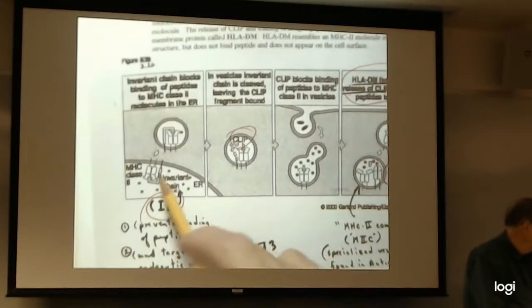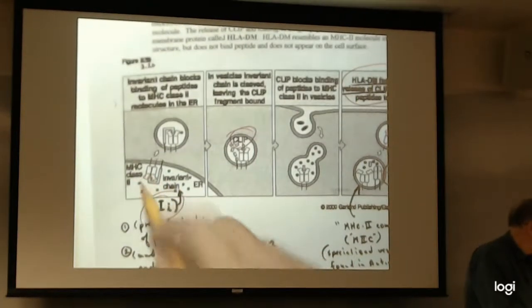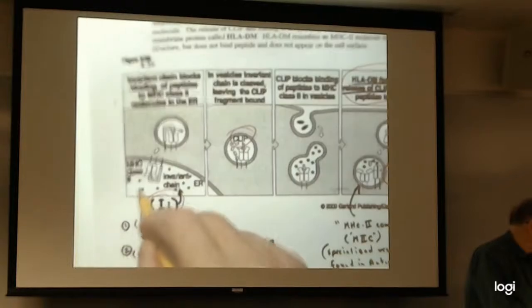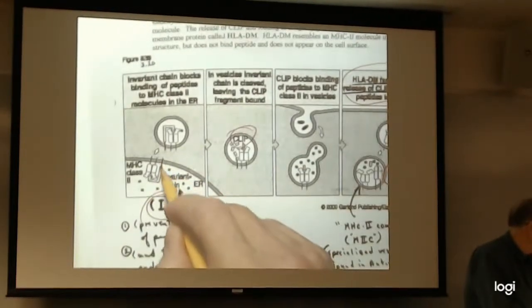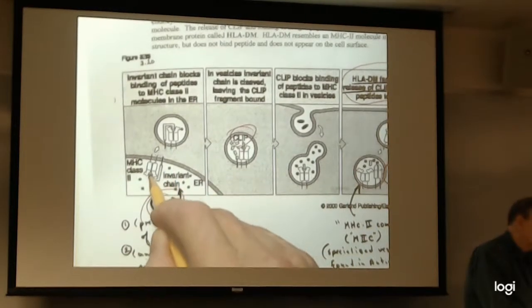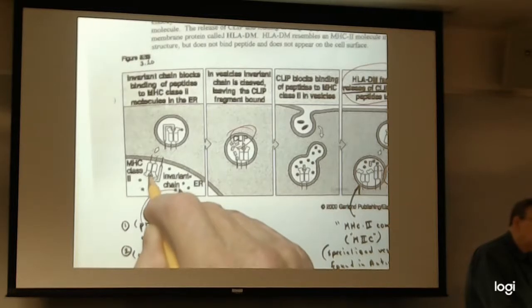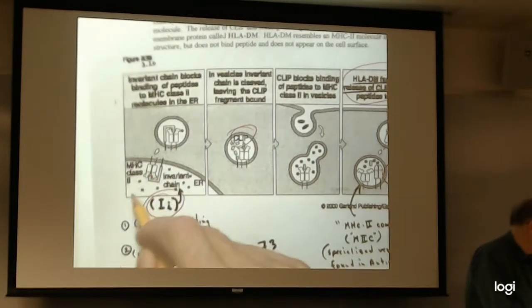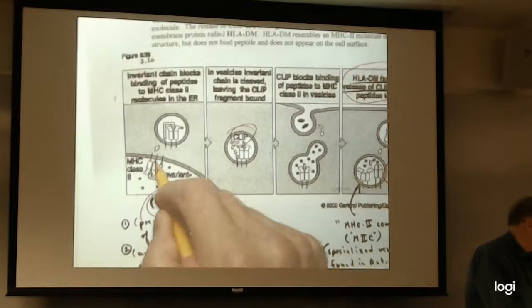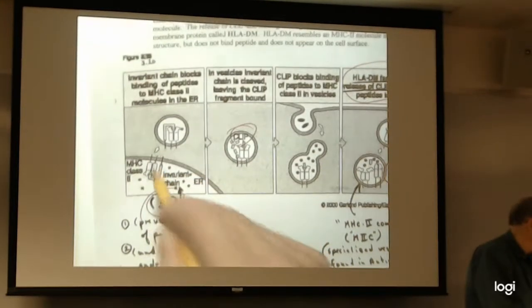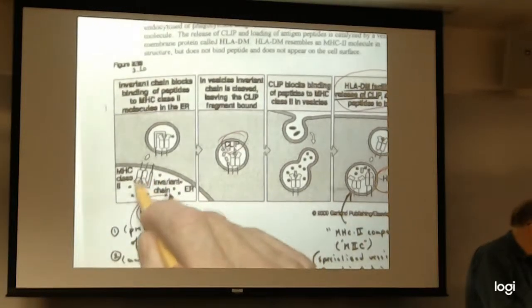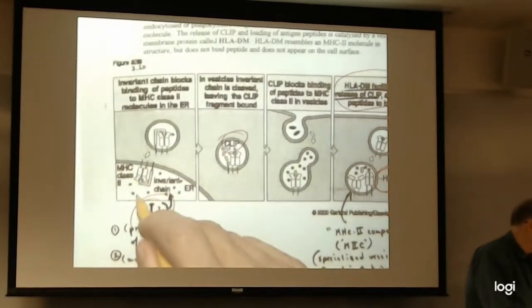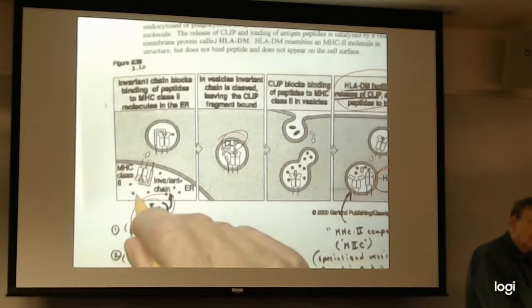Okay. Here's the newly made class 2 molecule. Here's all these cytosolic peptides. They can't jump onto the binding groove here because the invariant chain is, they've got the little candy cane here, and the handle of the cane sits on the peptide binding groove and prevents cytosolic peptides from being grabbed by class 2 molecules. Okay? So that's how we protect class 2 molecules from being occupied by intracellular peptides.